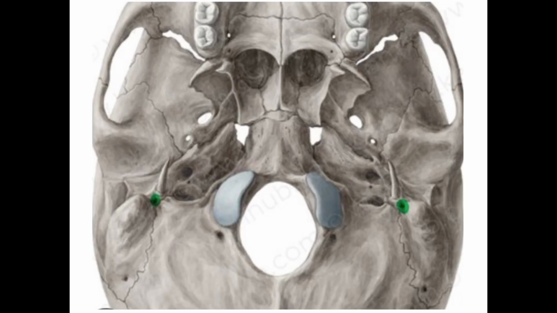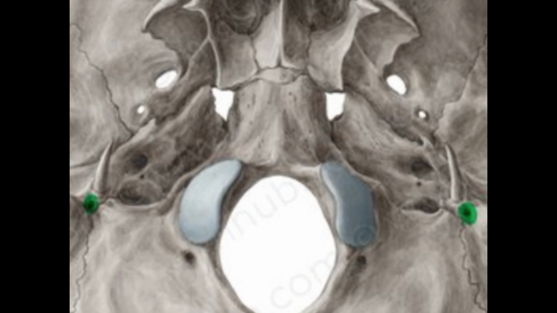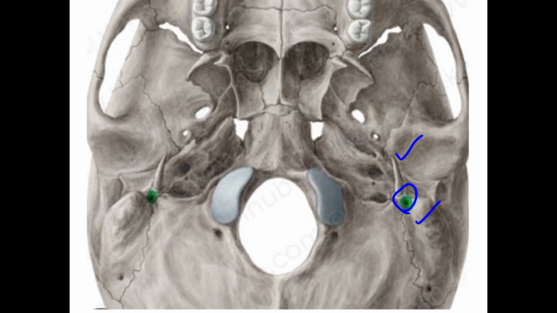Facial nerve comes out through which foramen? Observe this picture. This is the styloid process and this is the mastoid process. In between these two is the stylomastoid foramen. Through this foramen, the facial nerve comes out of the skull.